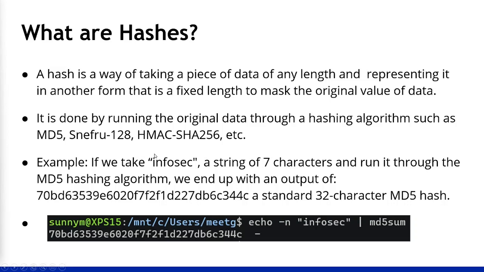It can be done by running the original data through a hashing algorithm such as MD5, SNEFRU 128, HMAC SHA-256. They're all different hashing algorithms. MD5 refers to the message digest hashing algorithm that produces a 128-bit hash value. That means that no matter how big or small your string is, the output would always be 128 bits. It is mostly used these days for database partitioning and computing checksums to validate files sent across a network.